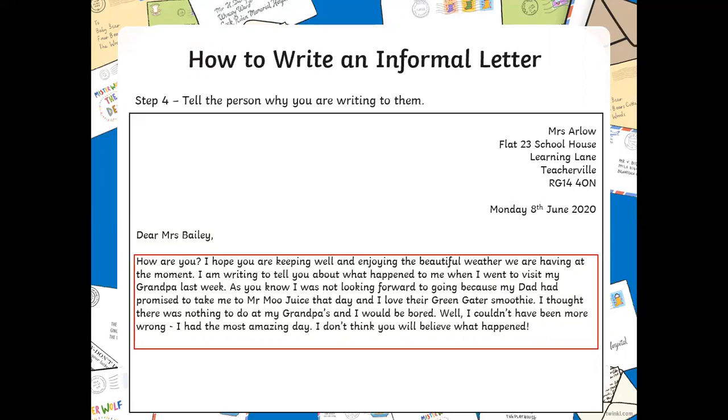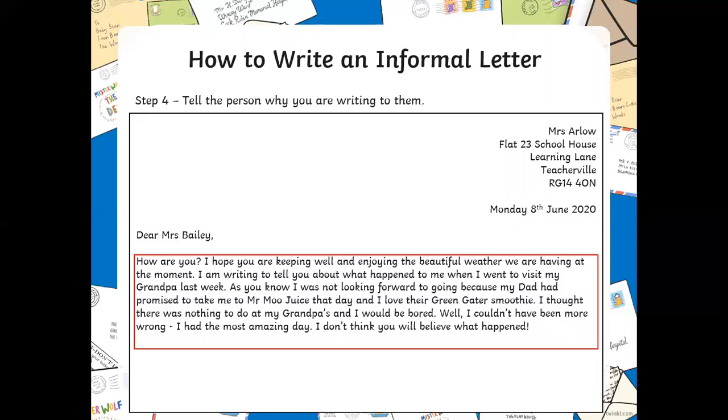Dear Mrs. Bailey, how are you? I hope you're keeping well and enjoying the beautiful weather we're having at the moment. I am writing to tell you about what happened to me when I went to visit my grandpa last week. As you know, I was not looking forward to going because my dad had promised to take me to Mr. Moojuice that day, and I love their green gator smoothie. I thought there was nothing to do at my grandpa's and I would be bored. Well, I couldn't have been more wrong. I had the most amazing day. I don't think you will believe what happened.